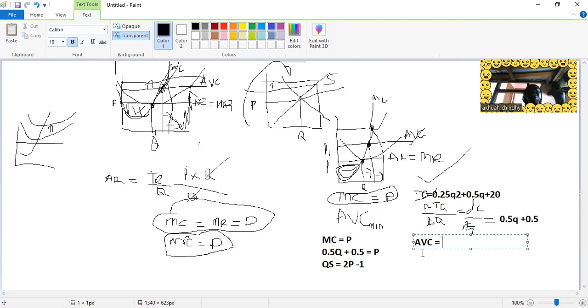Average variable cost is equal to 0 when quantity is 0. Someone will say, why is that so? I don't understand. So let me demonstrate.